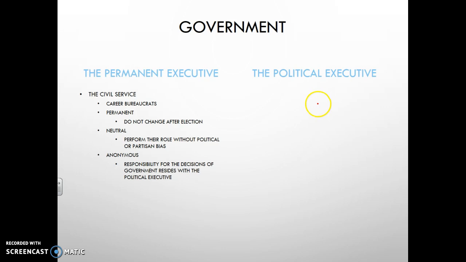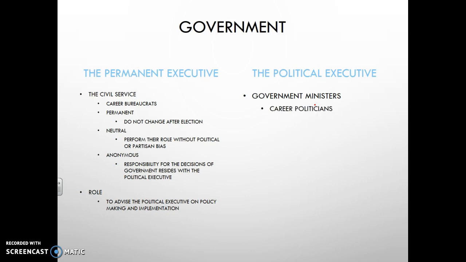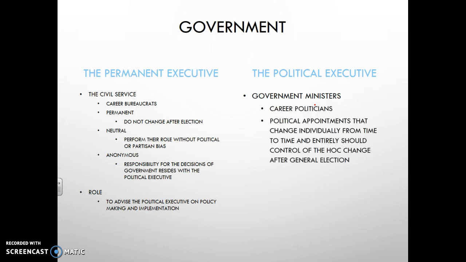You may remember the tragic story of David Kelly a while ago. He was exposed as having given a specific set of advice to the government. The government wasn't very happy about it, and it really ended very, very badly for everybody concerned. The role of the civil servant is to advise the political executive on policy making and the implementation of whatever that policy is. So a twofold role there, advising with the decision and implementing the decision, or dealing with the outcome of that decision. On the other hand, we have the political executive. These are our government ministers, career politicians, political appointments.